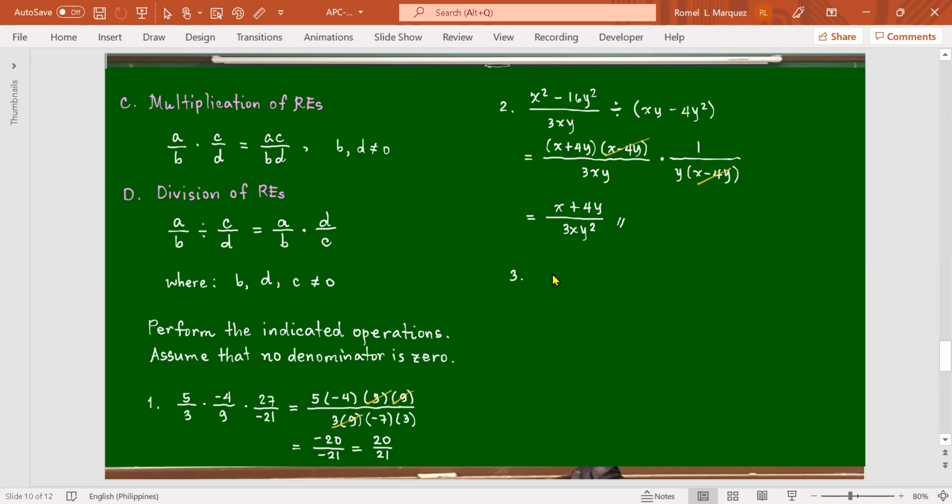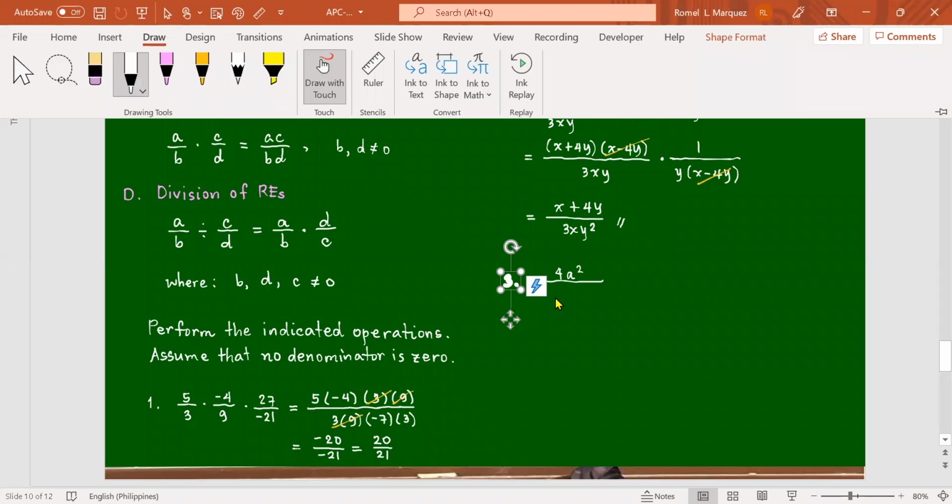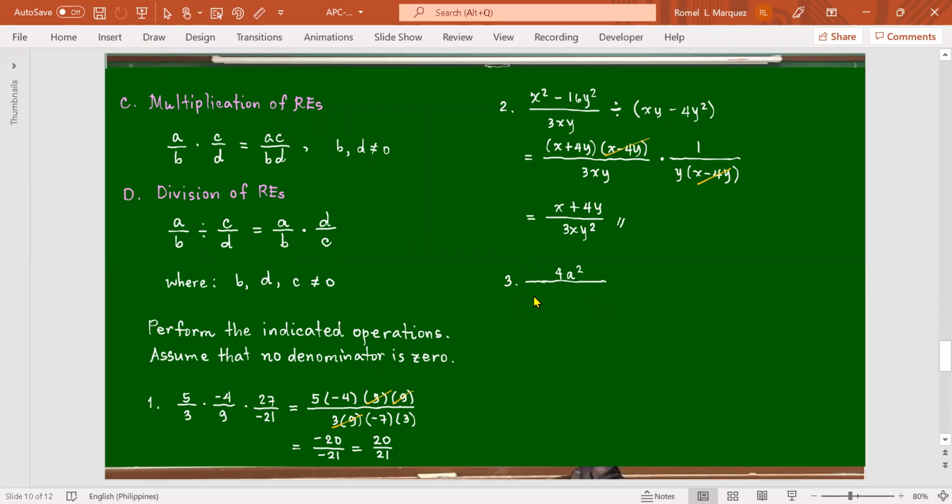Number 3, we have 4a squared over 9a cubed plus 3a squared plus a, then divided by, again, 2 minus 6a all over 27a cubed minus 1.